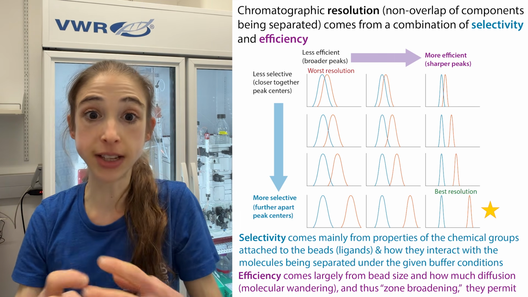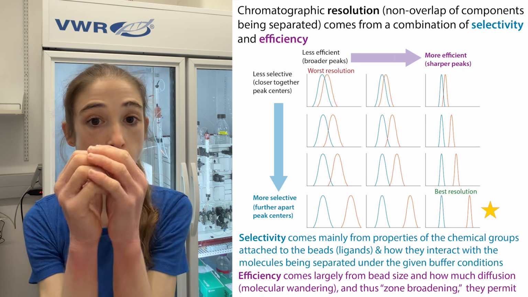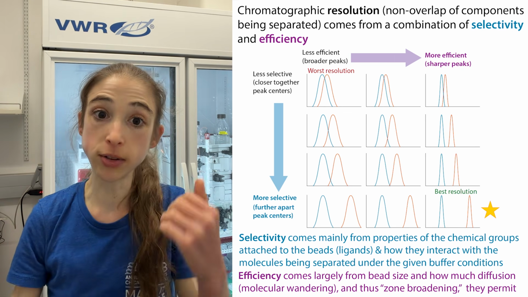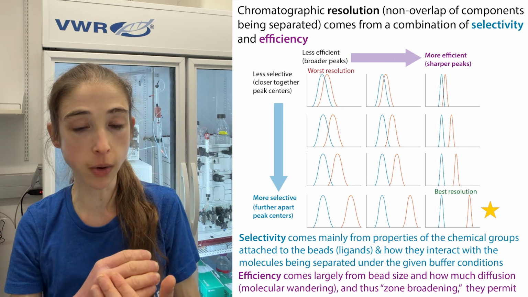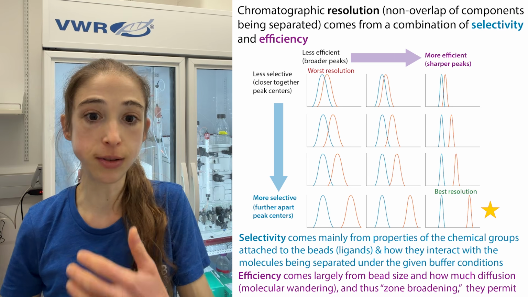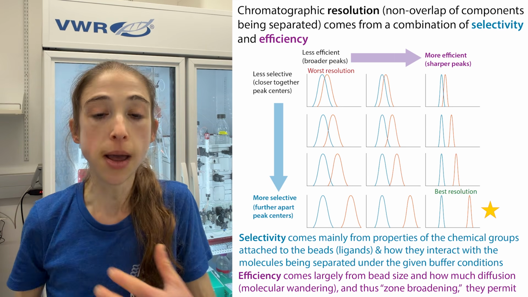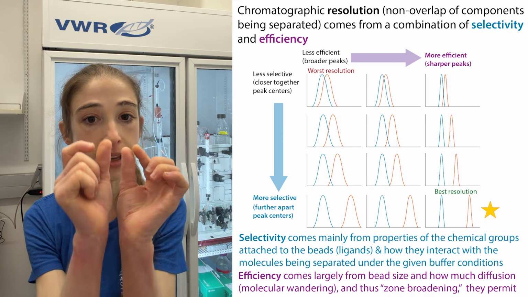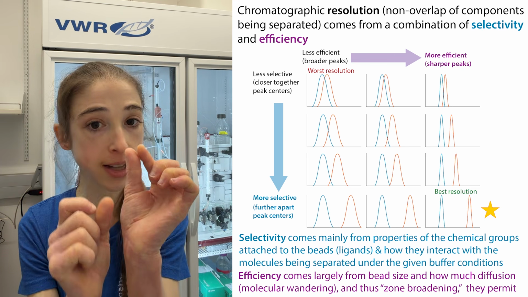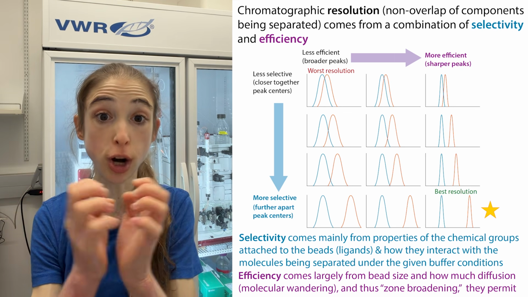If you have smaller beads, you're going to get better efficiency and sharper peaks, but you're going to be building up pressure, so you're going to have to run the flow rate slower. That is why you might choose the bigger beads, because you can use a faster flow rate. You'll often see that you can buy these columns in different formats, with the small beads being great for high efficiency, getting those sharp peaks.